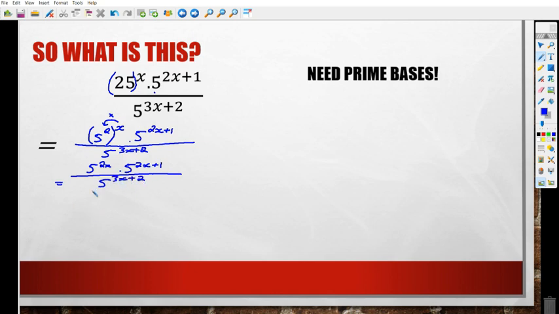Now I'm left with this big guy over here, and I still don't know what I'm going to do here. But remember, in my previous video we learned about exponents, same bases, and what happens when we multiply and divide same bases. Here we've got same bases. You can all see that we've got 5s there.